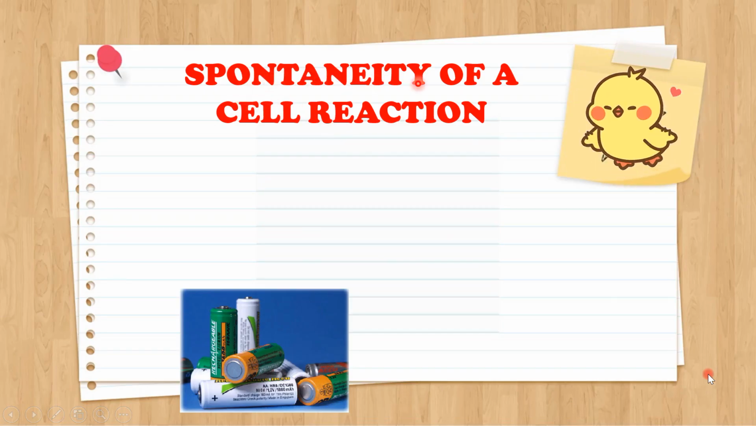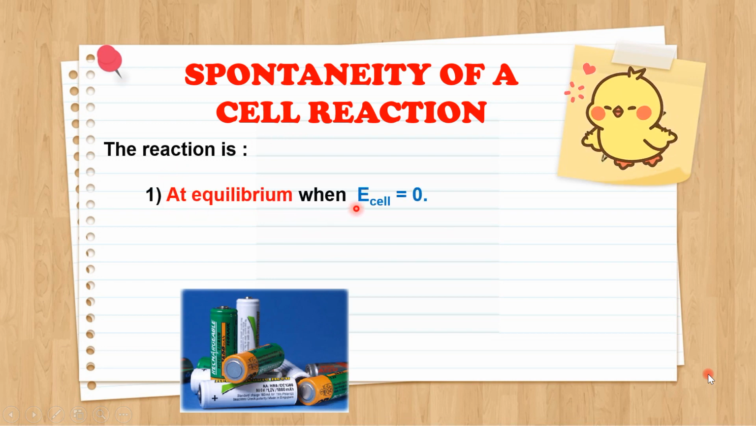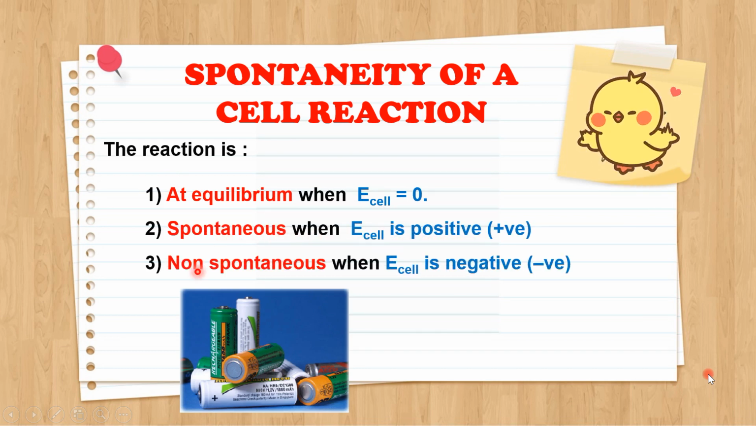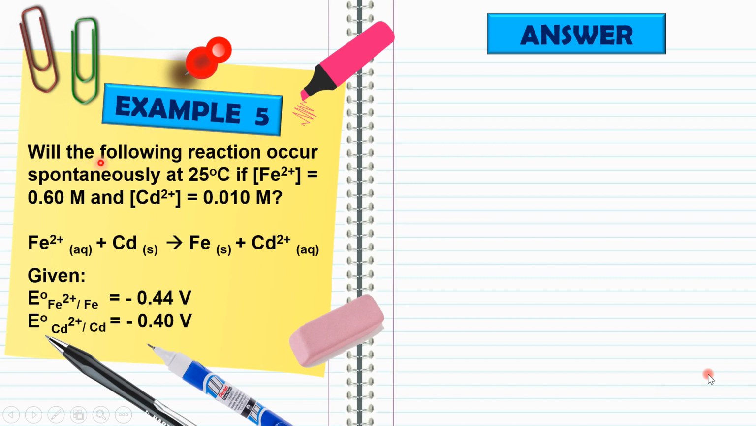Right, so for the spontaneity of a cell reaction, the reaction is at equilibrium when E cell is equal to 0, spontaneous when E cell is positive, and non-spontaneous when E cell is negative. Right, so example 5. Will the following reaction occur spontaneously at 25 degrees Celsius if the concentration of Fe2+ ion is 0.6 molar and the concentration of Cd2+ ion is 0.01 molar? Given to you the overall equation here.